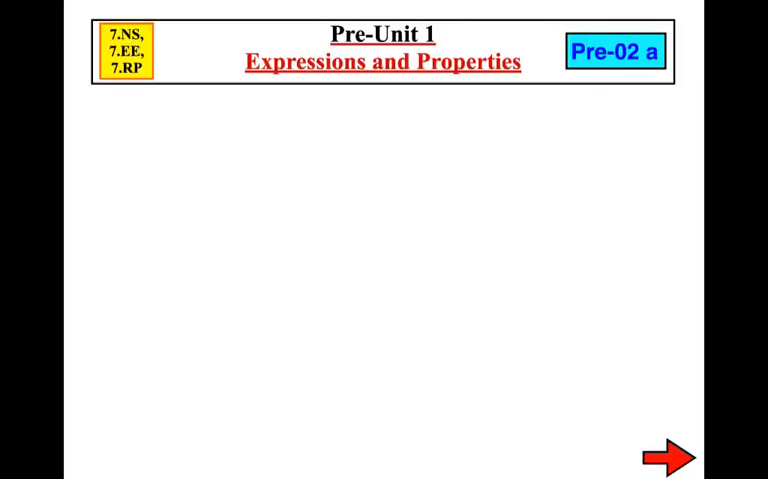All right, today, lesson pre-02A, more review of the important things from 7th grade. Our focus today is on expressions and properties. So you should have your packet open to this lesson. If you're not there, pause and make sure you get to that point.